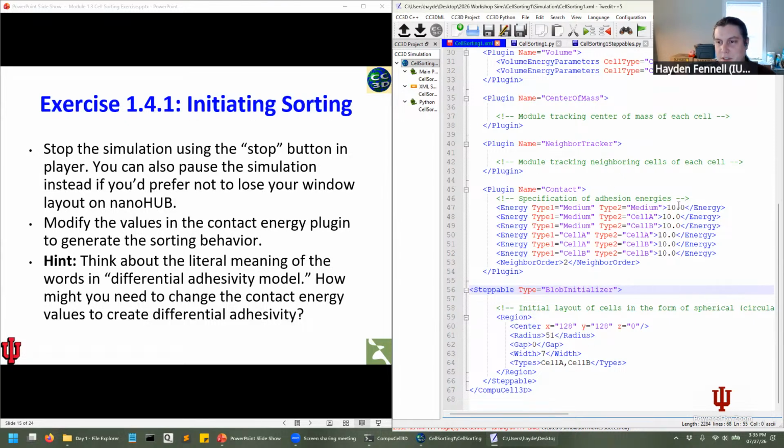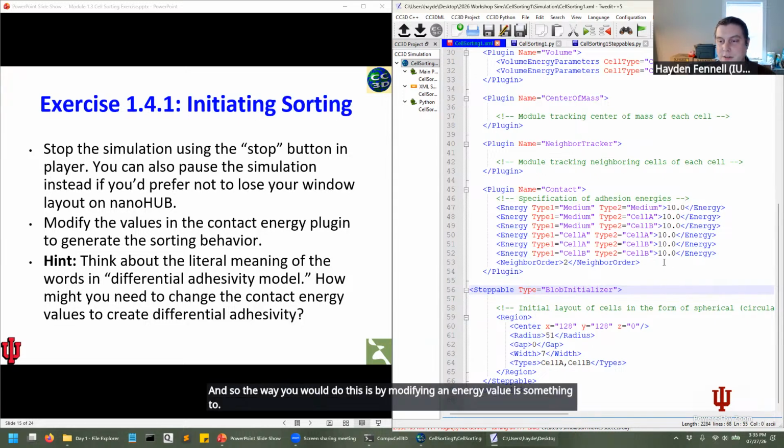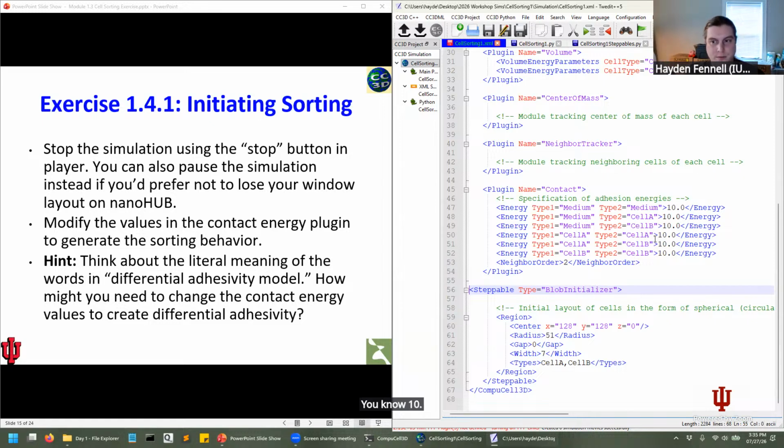And so the way you would do this is by modifying an energy value. Something to note here is that your contact energy values must be a floating point number. So they need to be 10 point something, 5.0, 5.2. It can't be a full integer value. So make sure to keep them as a decimal. And give that a try.